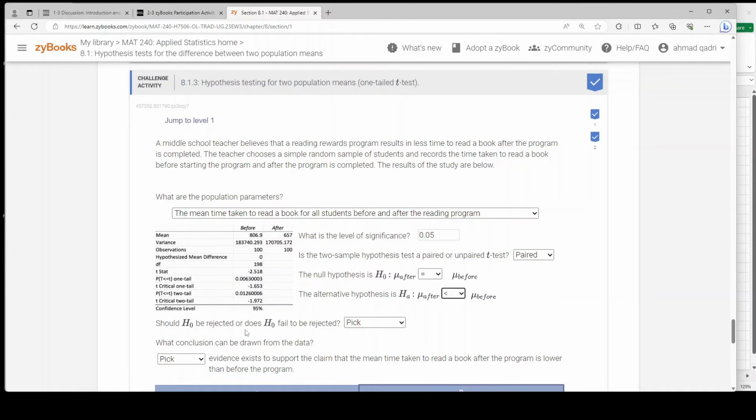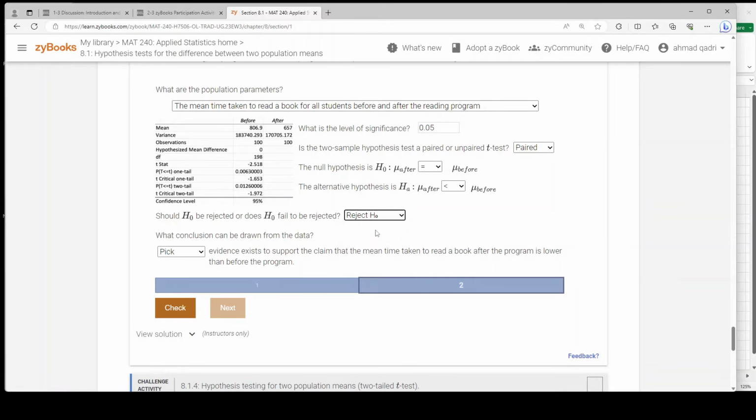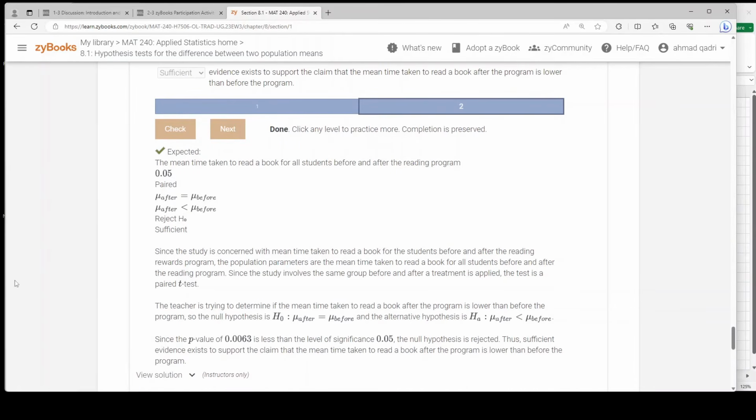Should the null hypothesis be rejected? It's a one-tailed test because the alternative hypothesis is less than, and the tail is on the left side of the distribution. So the p-value we read is one tail, and it's 0.0063. Compare that to 5% here. It is much less than 5%, so we reject the null hypothesis. And the conclusion is that there is sufficient evidence to support the claim that the mean time taken to read a book after the program is lower than before the program. And those are the correct answers.